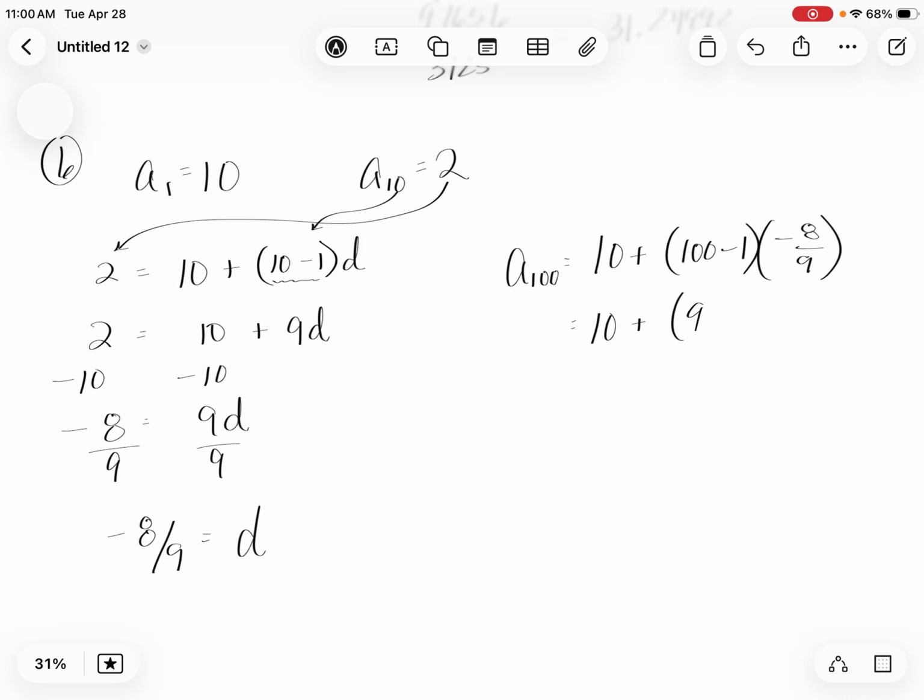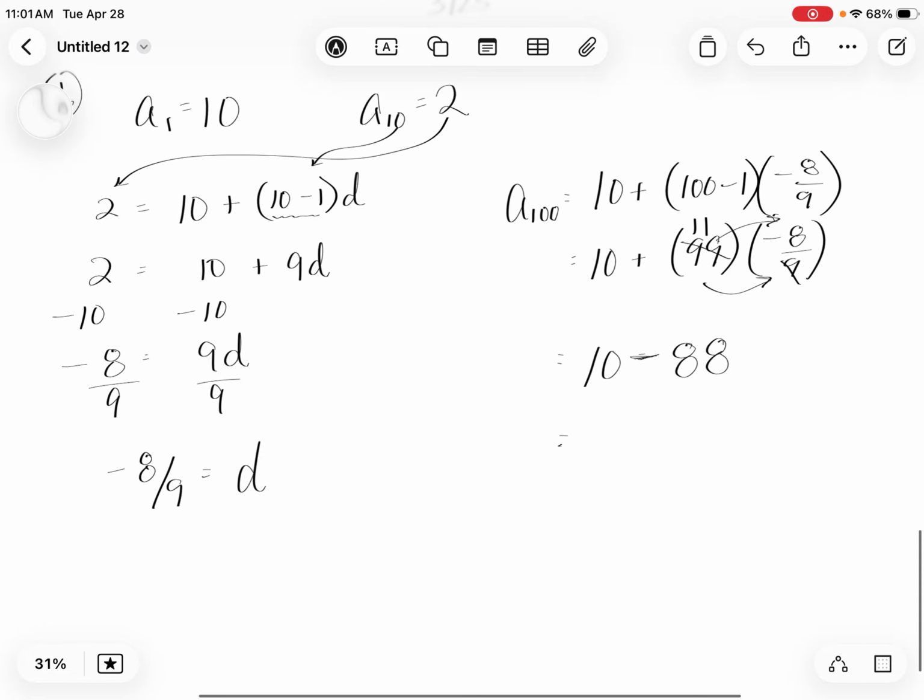100 minus 1 is 99 times negative 8 over 9. When you're multiplying fractions and whole numbers, remember it's the top times the top and bottom times the bottom, not 99 times both top and bottom, okay? So one of the things I like to do for this one is 9 and 99 cancel and make it 11, and 11 times negative 8 is negative 88, which gives me negative 78. That's the 100th term.